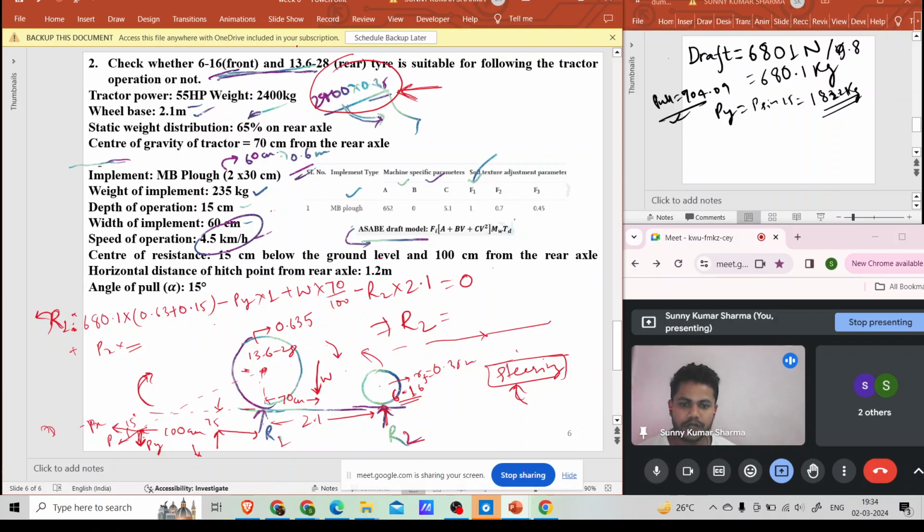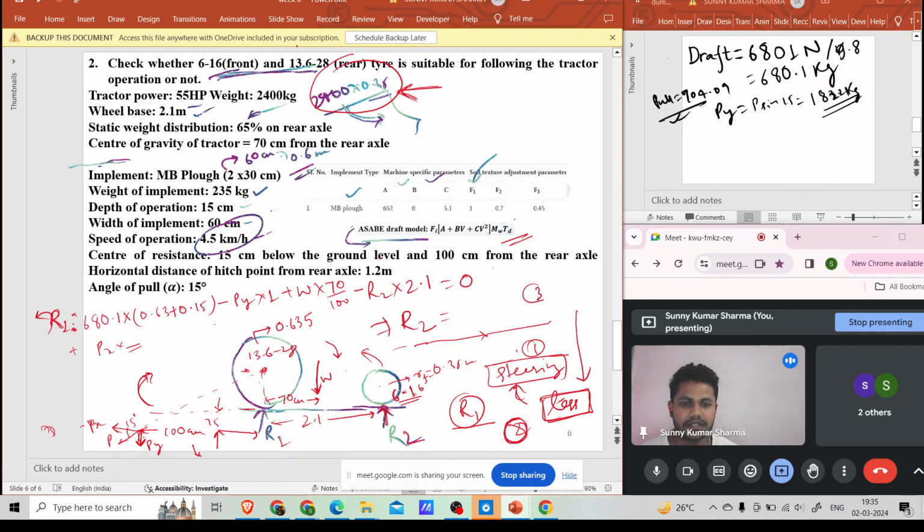After you calculate R2, you have to calculate it for R1. Then you have to check that the draft which you have got from this ASAV equation is sufficient or not. The draft which you calculate from this method should be less than the draft which you obtained from the ASAV draft equation. That is the second criteria.